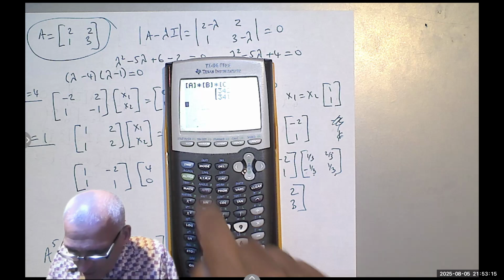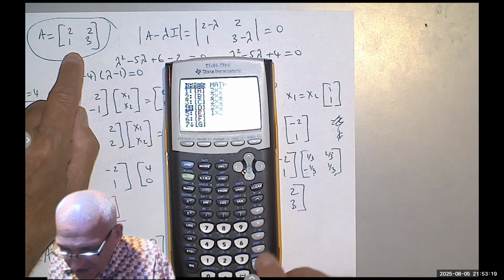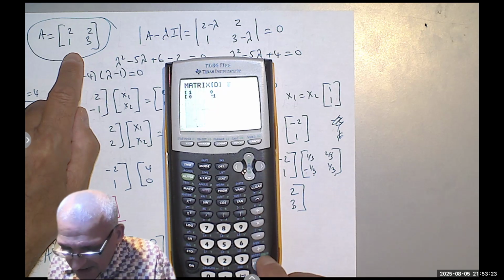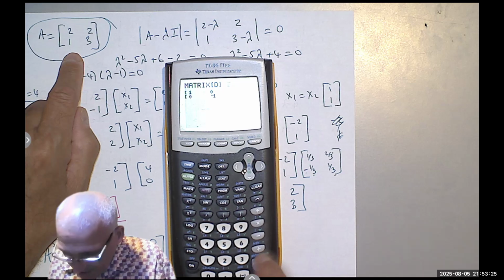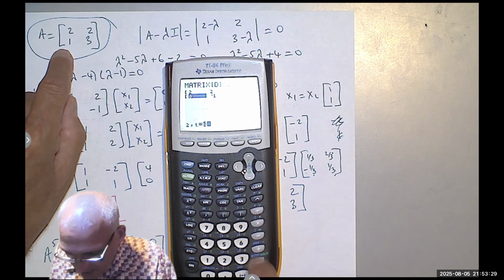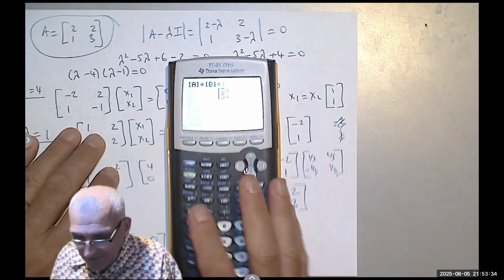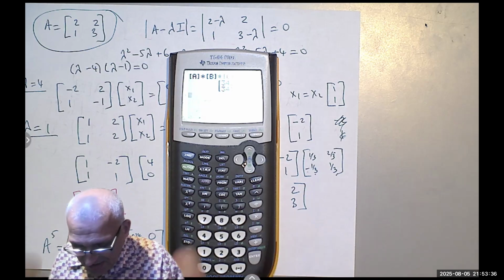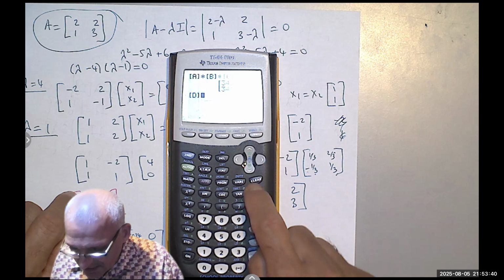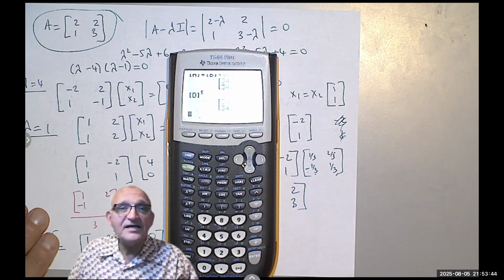Now, let me go back to my original matrix. So let's say matrix D, I'm going to enter these numbers in it. That's a 2 by 2, yes. But I'm going to enter 2, 2, 1, 3. Okay, now I want to get matrix D and raise it to the 5th power. Let's see if we get that. Do you see what we had?